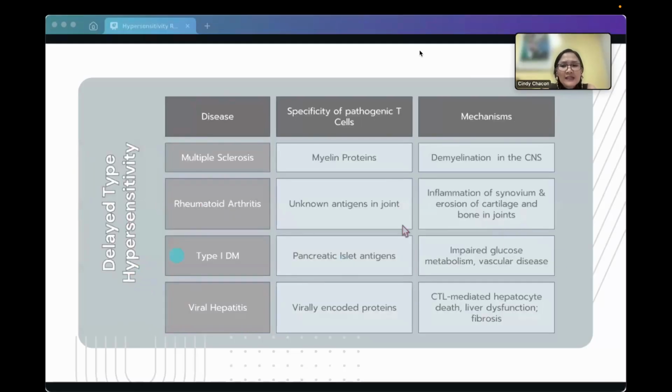In type 1 diabetes mellitus, your CD8 T cells, your cytotoxic T cells, destroy your insulin-producing pancreatic beta cells, which will lead to insulin deficiency and hyperglycemia. Long-term, this will cause microvascular and macrovascular complications. And then finally, your viral hepatitis, where again the cell responsible is your CD8 T cells. They will kill your hepatocytes displaying viral peptides, helping control infection, but at the same time, they also cause liver injury. Persistent inflammation will promote fibrosis and cirrhosis.